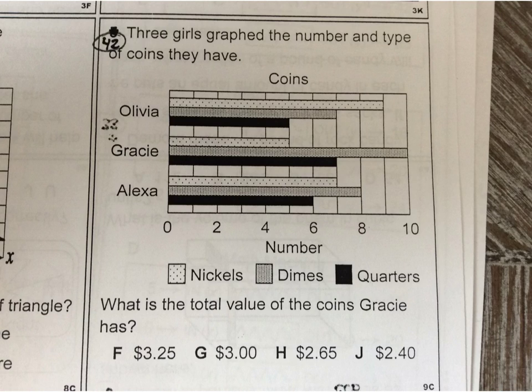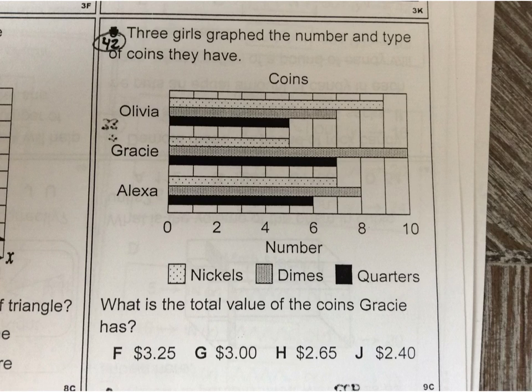Number 42. So 3 girls graph the number and type of coins they have. It says, what is the total value of the coins Gracie has? So basically we can mark out Olivia and Alexa because we're just looking at Gracie. But remember, they're giving you the number of coins, not the value of it. So we're going to have to figure out the number of each and then times it by the value to figure out what the total value of coins she has.